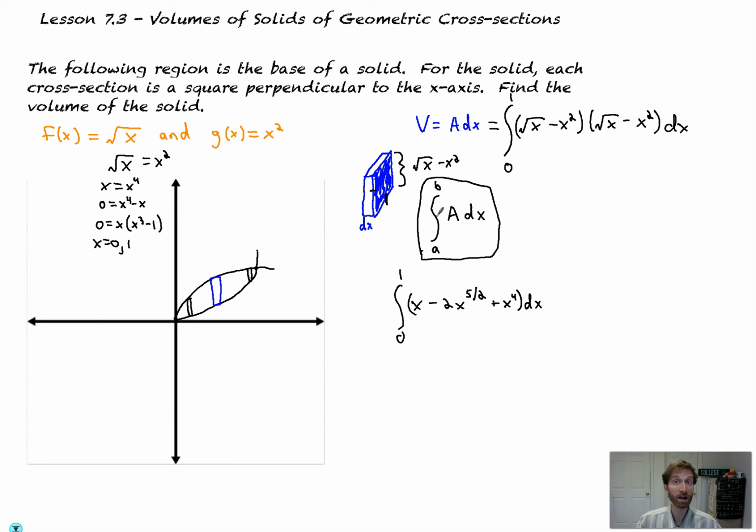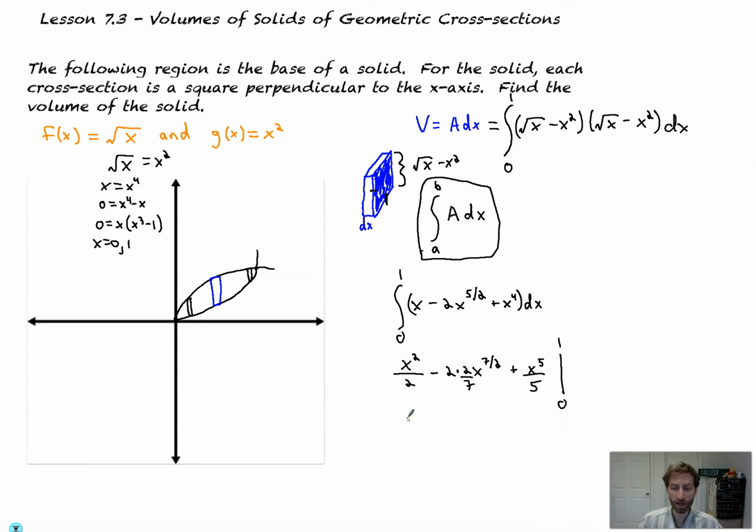Okay, now from here we're just going to integrate. The concept we're leaving behind, we finished that. This is going to be x squared over 2 minus 2 times x to the 7/2, and then we've got a 2/7 there, and then plus x to the 5th all over 5. Thank goodness for the bounds, 0 to 1.